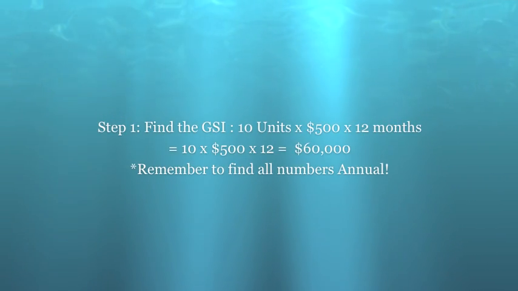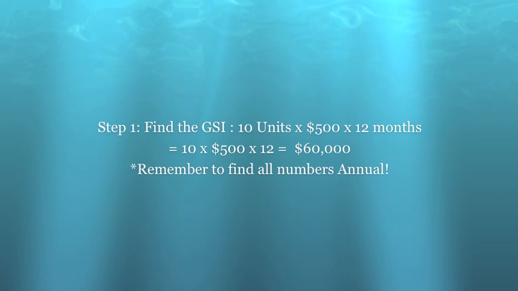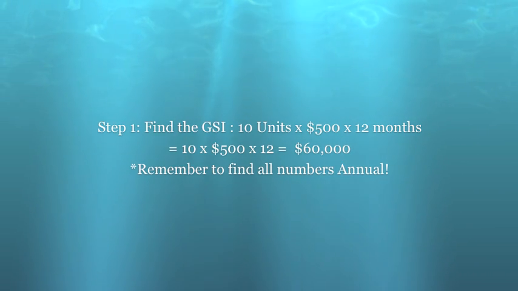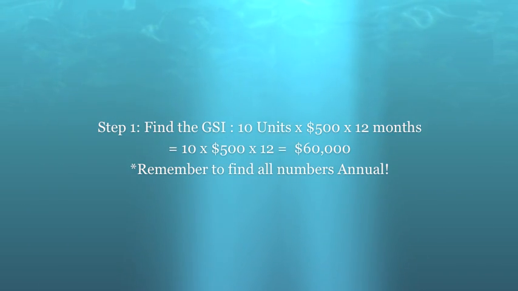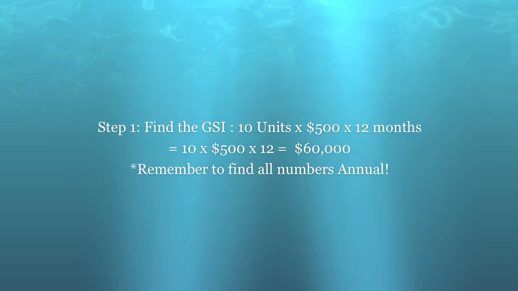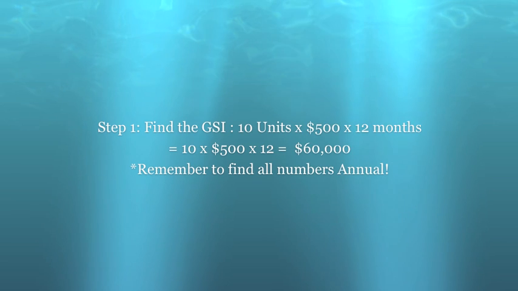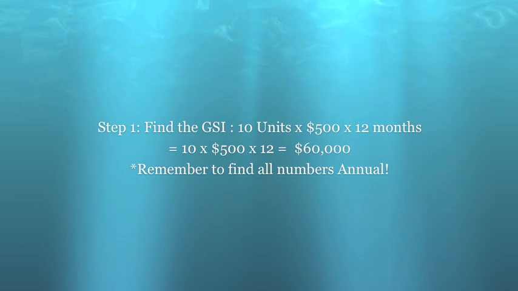The first thing we need to do is find the gross scheduled income. And since all numbers have to be calculated on an annual basis, the first thing we're going to do is take our 10 units, multiply that by the income per month times 12 months in a year. It gives us a gross scheduled income of $60,000.